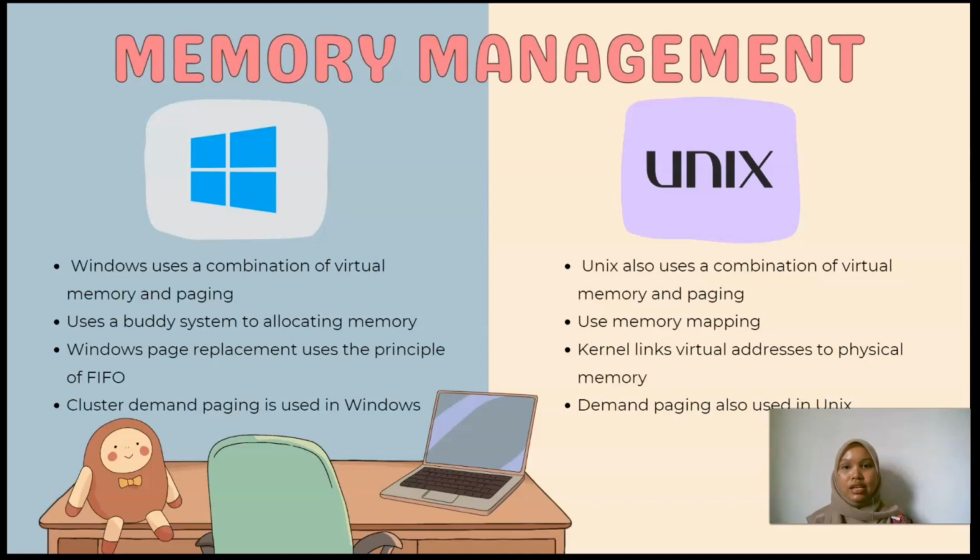On the other hand, Unix manages memory using virtual memory and paging. The kernel uses virtual memory to treat a file on the hard drive as if it were in memory, and paging to transport the data between physical memory and disk storage. Memory mapping lets the kernel use disk storage as physical memory. The kernel links virtual addresses to physical memory for each process. To conserve memory, the kernel employs demand paging to load process pages only when needed.